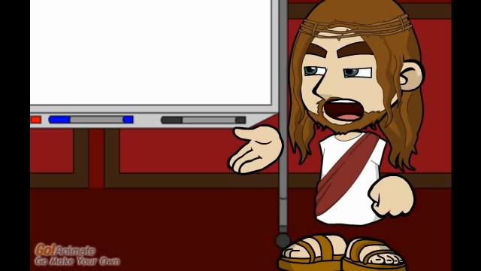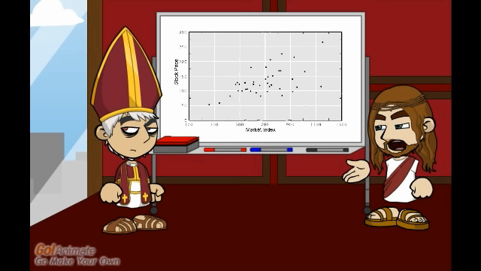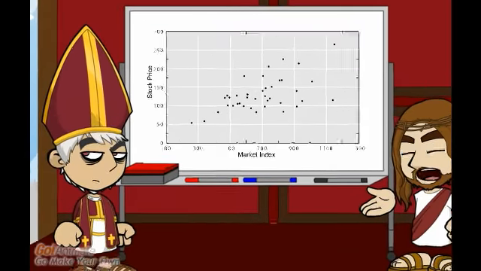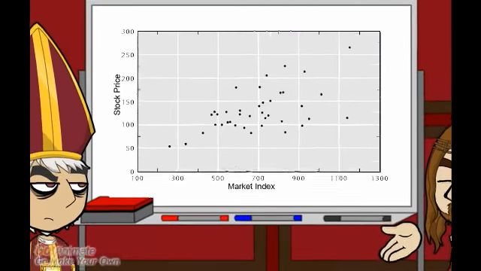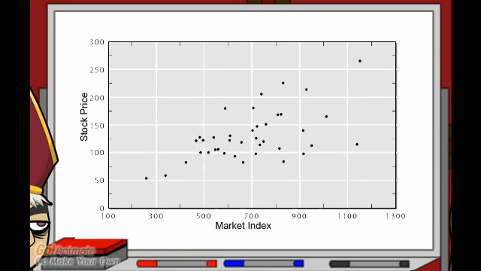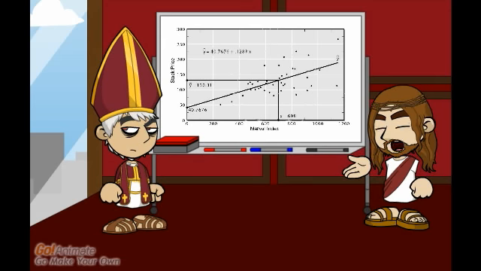An example will help you to further understand. The scatter graph shows the relationship between a company's stock price and the market index. If we eyeball the data, we can find an approximate relationship. Any ideas, Pope? Yes, I suppose you could say that there is a positive relationship. Yes, we can see a positive relationship.